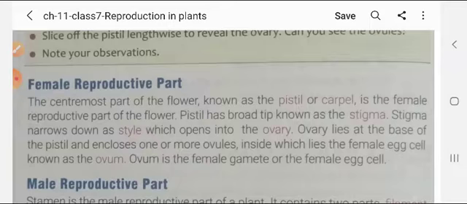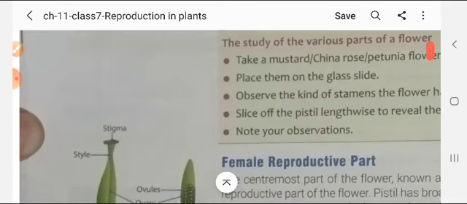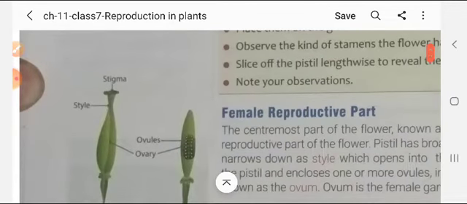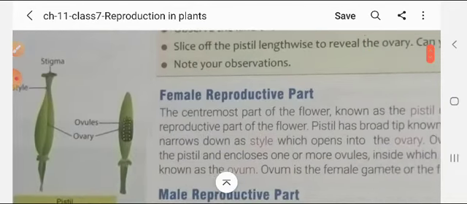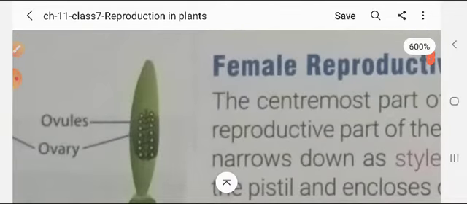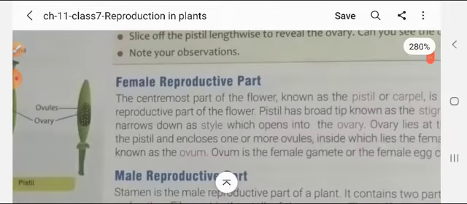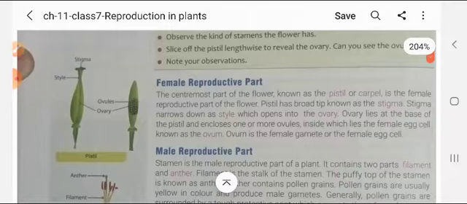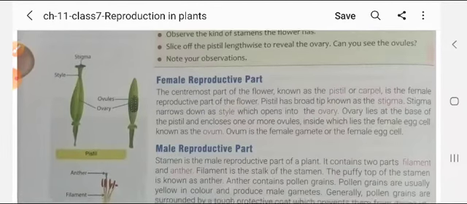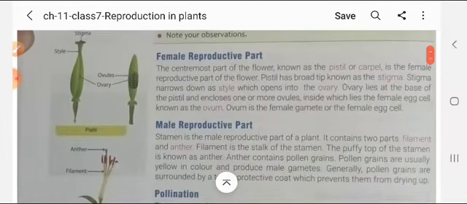So once again I want to repeat. You can see the stigma here, the style, and inside the ovary the ovule is present, and inside the ovule the ovum is present, that is the egg cell of the female reproductive part. The ovum is the female gamete, the female egg cell.